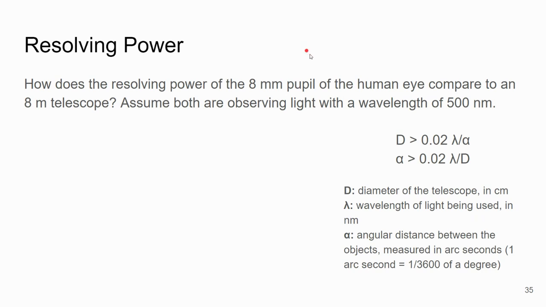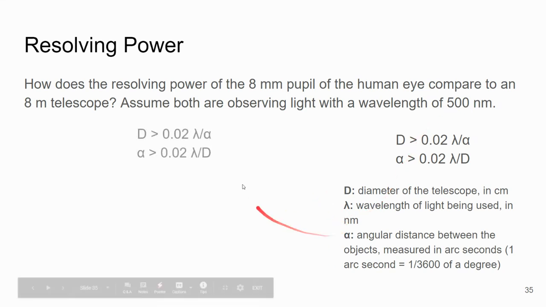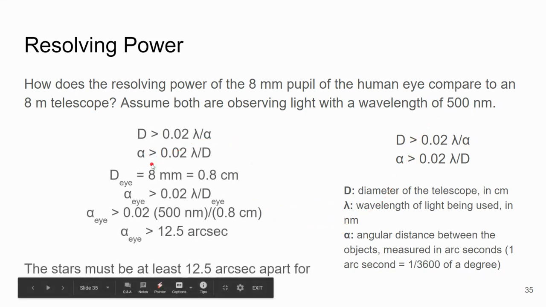So how does the resolving power of the 8 mm pupil of the human eye in dim light compare to that of an 8-meter telescope? Assume that both are observing light with a wavelength of 500 nanometers. So you've got to pick just one wavelength. So this is a wavelength in the middle of the visible spectrum.